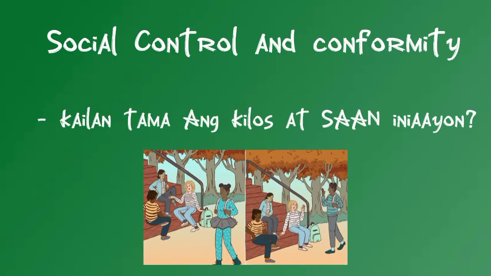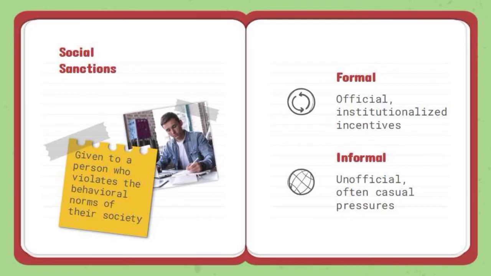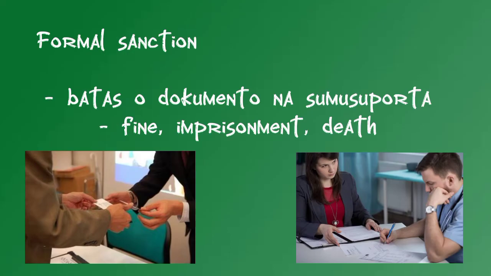Ang pinag-aaralan sa tinatawag nating social control and conformity ay kung kailan ba tama ang isang kilos o saan ba dapat iniaayon ang kilos ng isang tao. Gaya ng halimbawa kanina, syempre may na-violate na behavioral norms o kaugalian dahil nga hindi naman angkop yung pagtawa ng ganun. Kumbaga, wala talaga sa lugar. Ang paglabag sa gaya niyan ay maaaring maging kaakibat sa mga social sanctions. Na-discuss na ito kaya bibilisan ko na lang. Formal. May mga batas o dokumento na nagpa-back up sa mga sanction o parusa na ito gaya ng multa, pagkakakulong at pwede ring kamatayan. Pero hindi ko sinasabi na makukulong ka dahil tumawa ka ng malakas sa simbahan. Walang ganun.